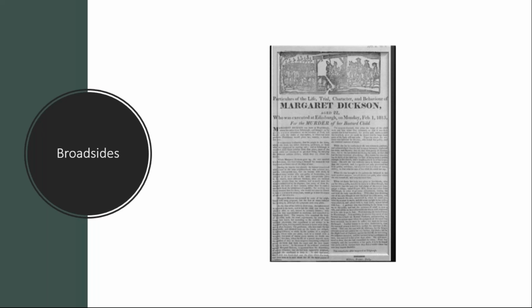Now, Maggie says that the baby was born stillborn. However, after some detective work, it was decided that the baby was in fact born alive. Maggie had killed the baby, and Maggie is taken into Edinburgh, where she is tried and convicted for the murder of what it says here, her bastard child. Maggie's sentence was that Maggie was to be hanged.